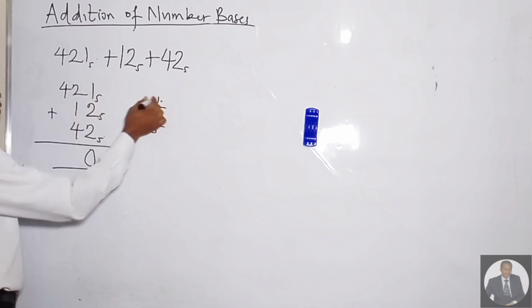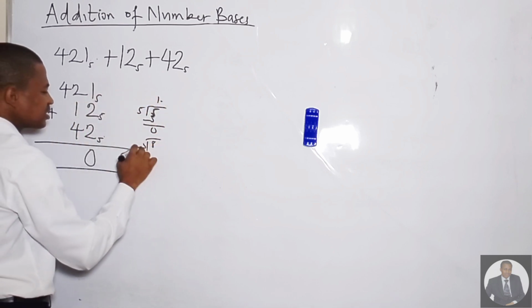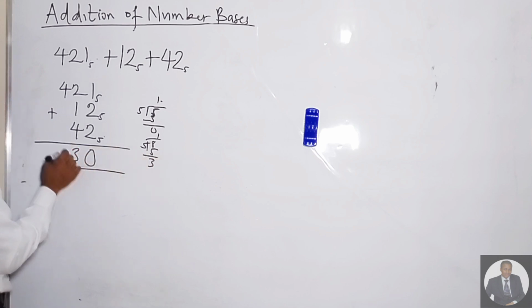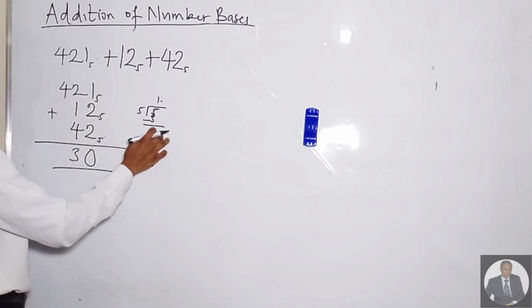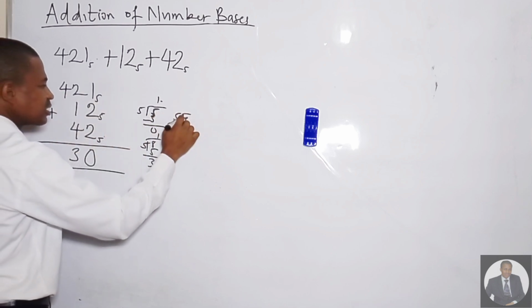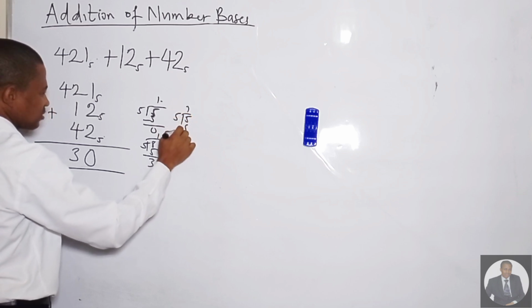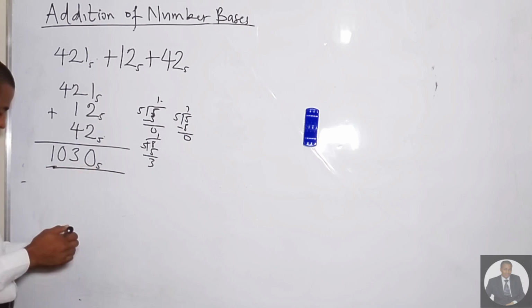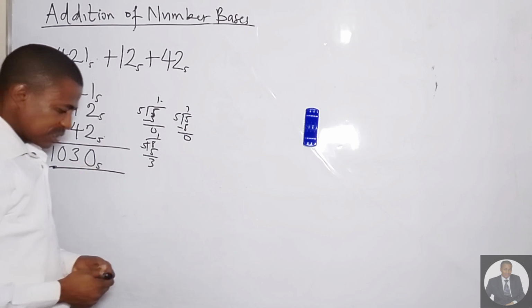Then we add to this one, 8. How many 5 is in 8? 1. What remains? 3. We write 3. Then we say 4 plus this one, 5. We'll now come again. We say how many 5 is in 5? 1. What remains is 0. So write 0 first, then 1. So this becomes our answer: 1030.